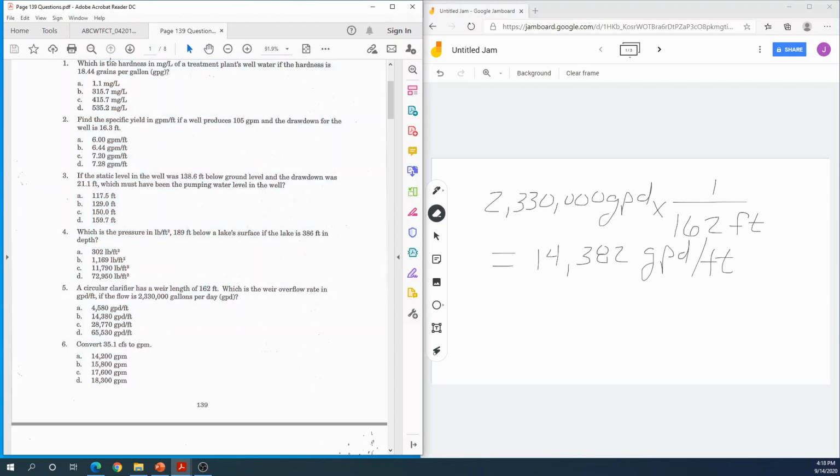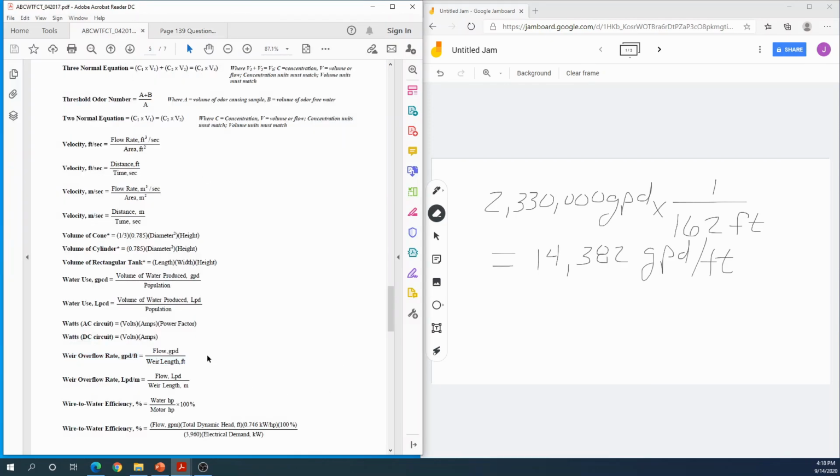Now, alternatively, we can take a look at our cheat sheet where it outlines that the weir overflow rate in gallons per day per foot is equal to flow in gallons per day divided by weir length. We didn't even need to use our cheat sheet because we were able to just track the units right through, take our flow rate, divide by our weir length, and get our gallons per day per foot.